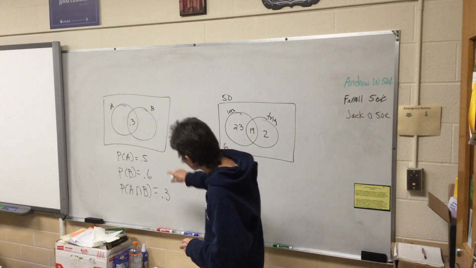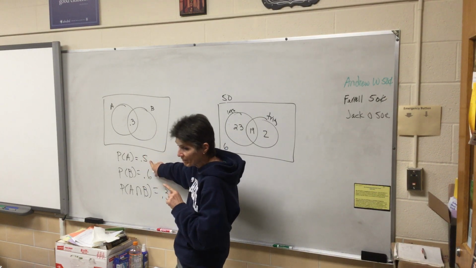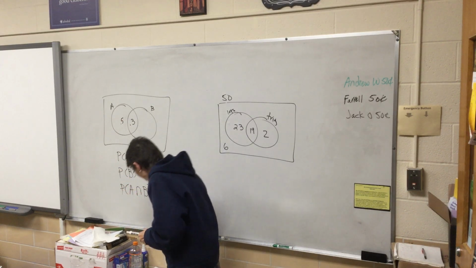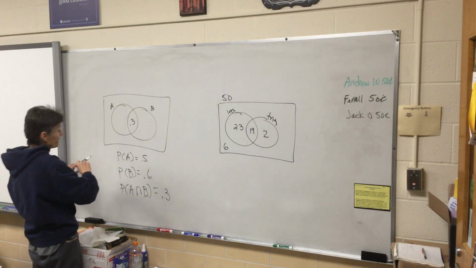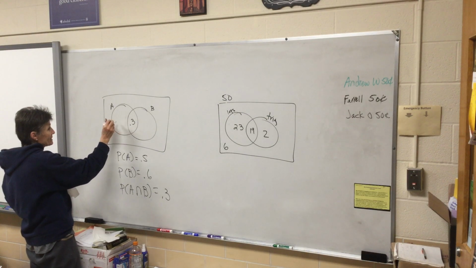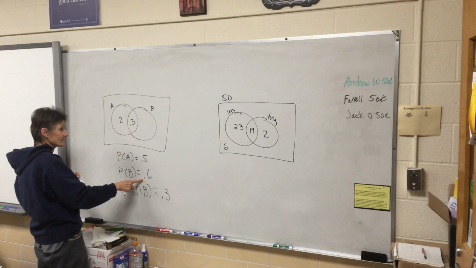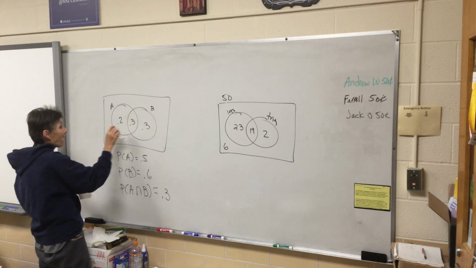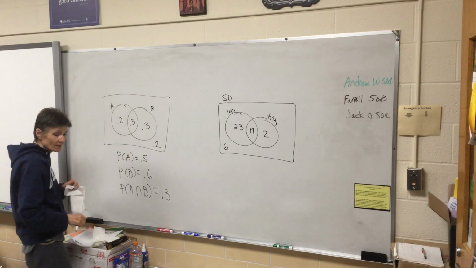Now, this means that the whole A circle is 0.5. That's why you can't put 0.5 there. That is wrong. The whole A circle is 0.5. So what does go here? 0.2. Yep. And the whole B is 0.6. So what goes here? 0.3. How much total is represented in the circles? 0.8. Which means 0.2 is out here.